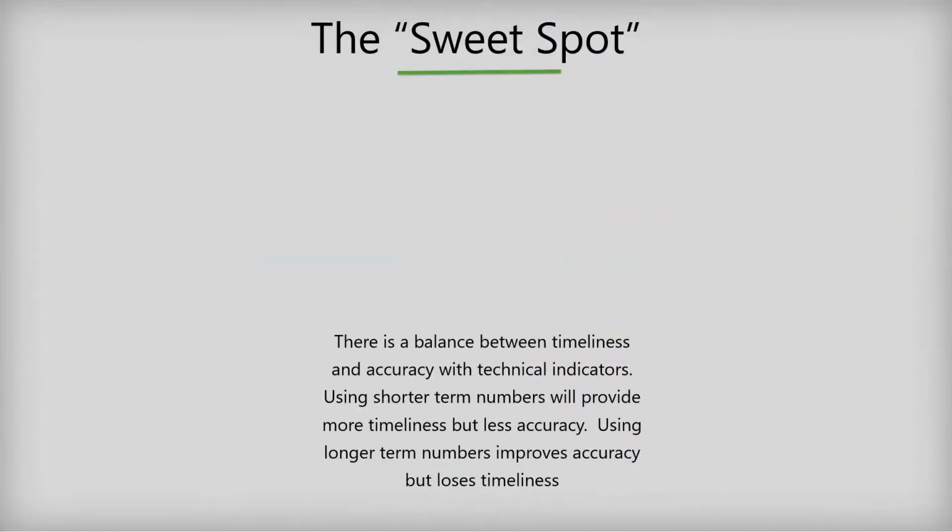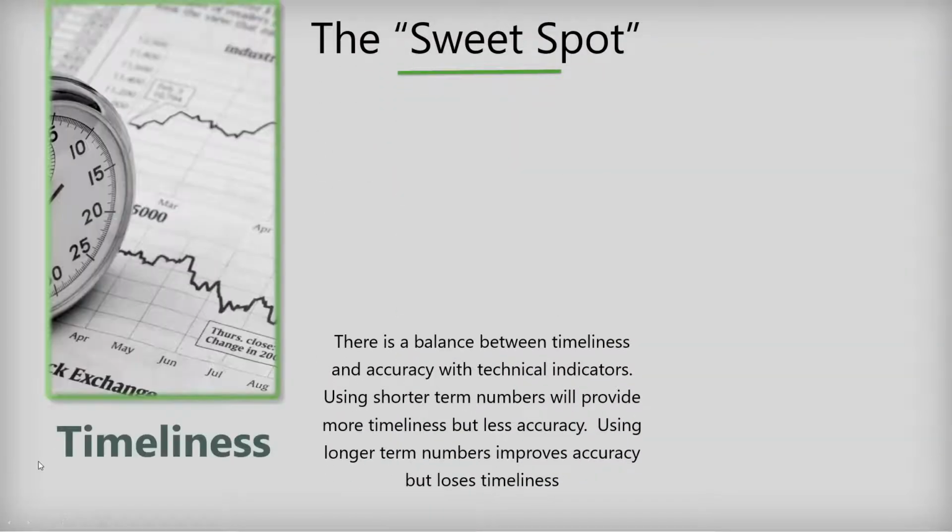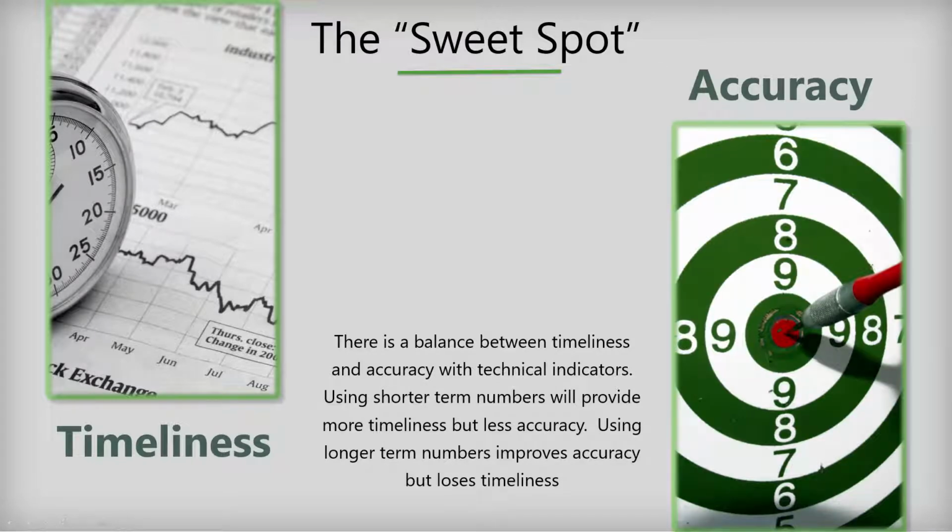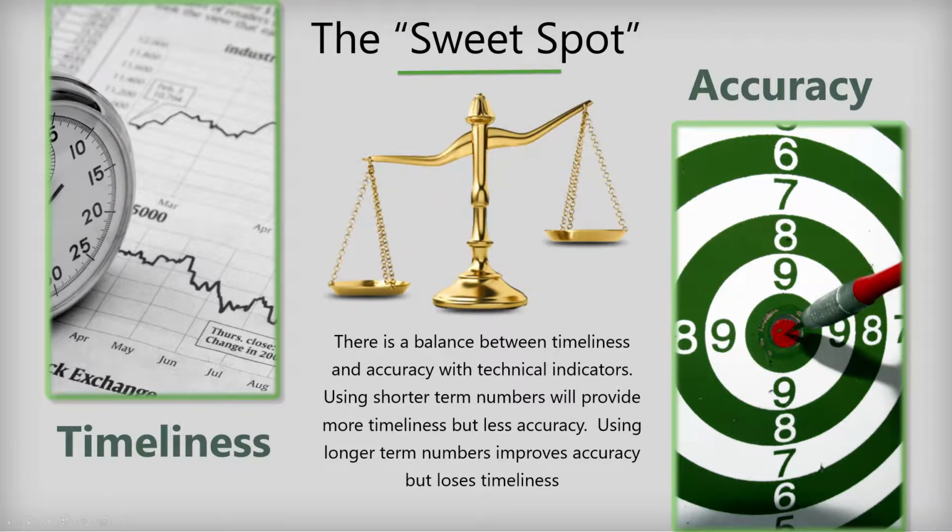Remember, with all technical indicators, you've got timeliness and you've got accuracy. And if you say, okay, I want both timeliness and accuracy, you want something that doesn't exist. It doesn't exist because in all technical indicators, you need to put in a number. You need to put in your parameters. And based on those numbers, you're going to get either more timely signals or you're going to get more accurate signals. You cannot get both.